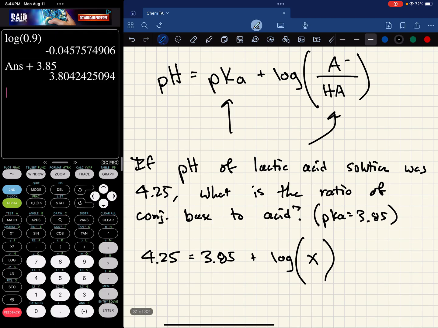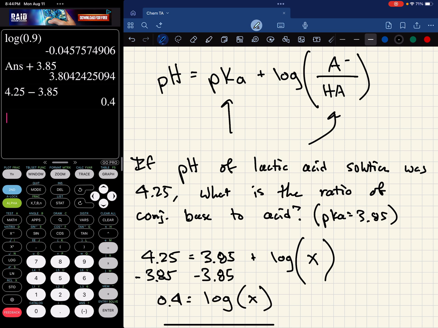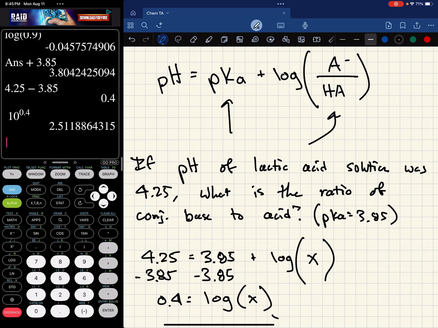So first, just order of operations. We're going to subtract 3.85, so 4.25 minus 3.85 is 0.4, and then log of x, just like we did before. Remember, to reverse or undo a log, we're going to do the 10 exponent, so 10 to the 0.4, and that's going to equal our ratio, which is 2.5. So that was our ratio. Easy enough. That's the Henderson-Hasselbalch equation.